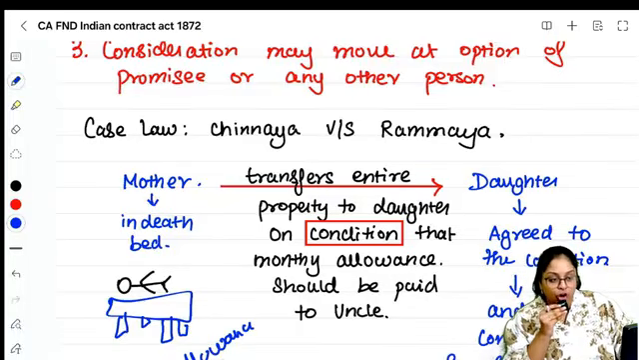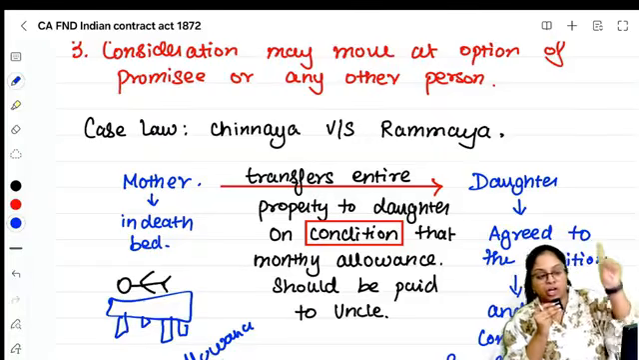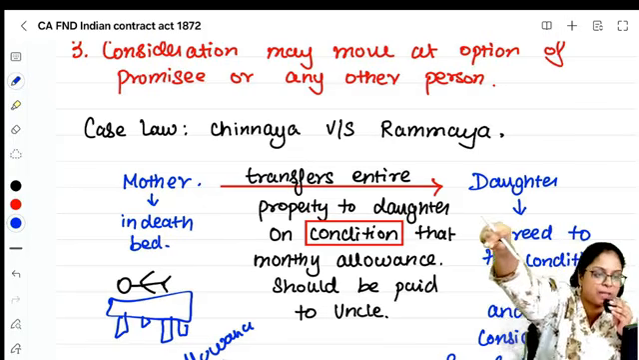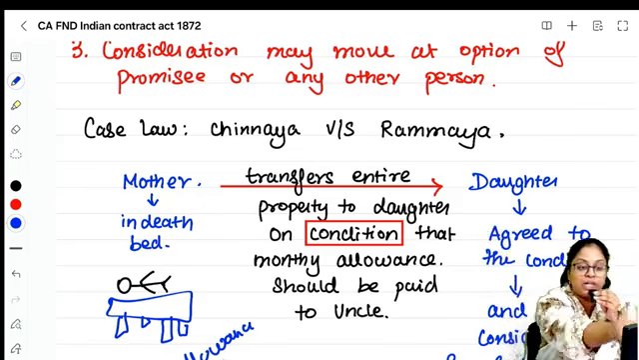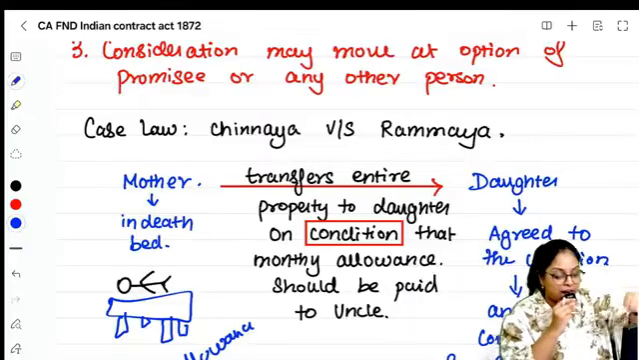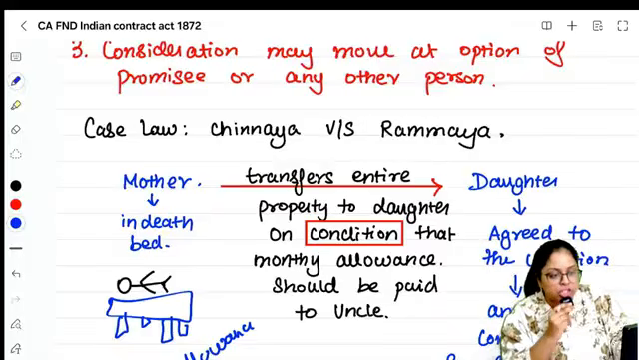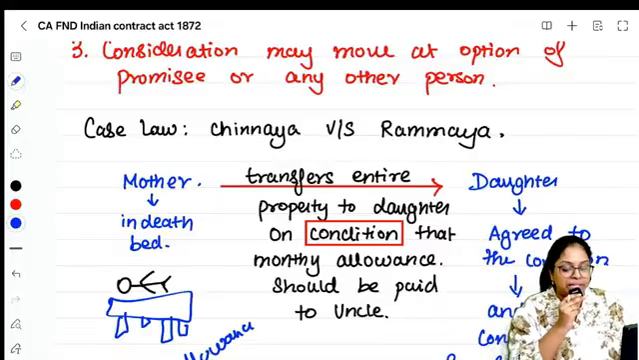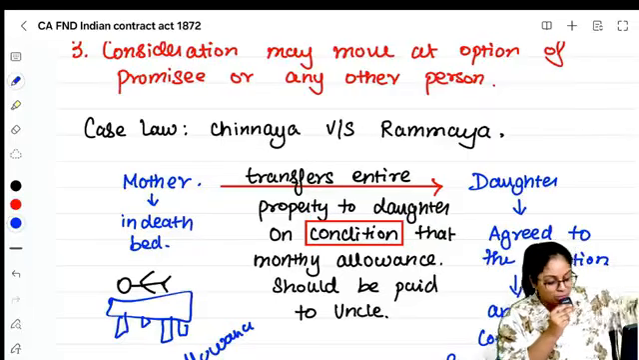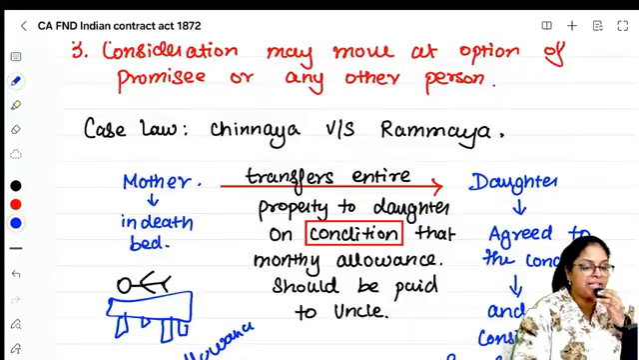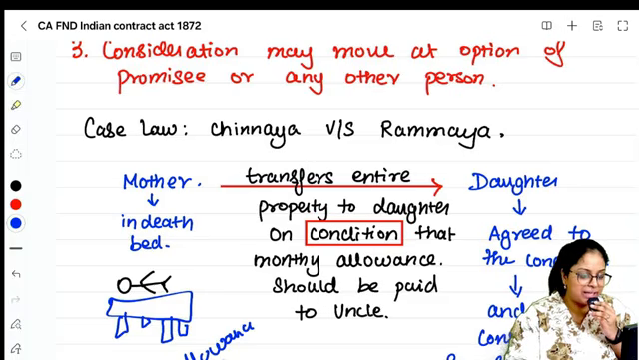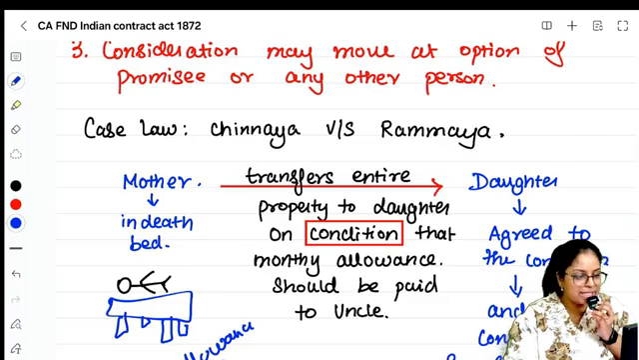But the court told, no, listen daughter, don't act smart. Here the uncle is not giving you any consideration, but your mother transferred the property. No, that was on this condition that you will pay the allowance to the uncle. அவங்களோட அம்மா அந்த ப்ராப்பர்ட்டியை டிரான்ஸ்ஃபர் பண்ணும்போது என்ன சொல்லி டிரான்ஸ்ஃபர் பண்ணாங்க? If you agree that you will give a monthly allowance to the uncle, I will transfer the property. Here consideration did not move from the promisee, but it moved from the other party. Who is the other party? The other party is the mother. Is it clear? People? Is it absolutely clear?